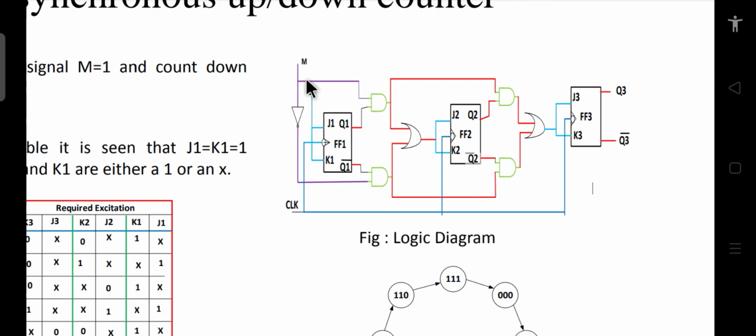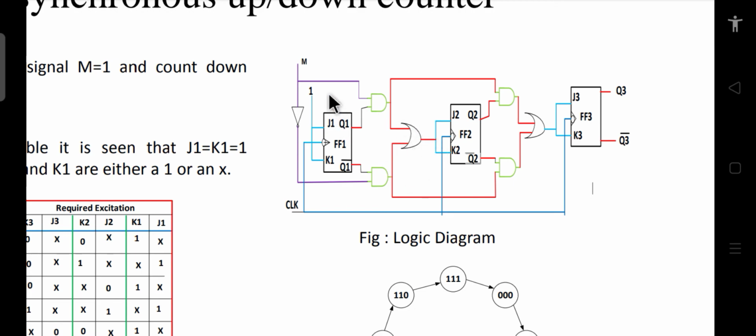Now this is a mode control we are using in this circuit. We are using M and a NOT gate here. If M is equal to 1, then this will be M bar equal to 0. So when M is equal to 1, this AND gate with Q1 and M is activated, and this output becomes the input to this flip-flop. J2 and K2 should get the same input, so both of them are connected together and fed from this OR gate.